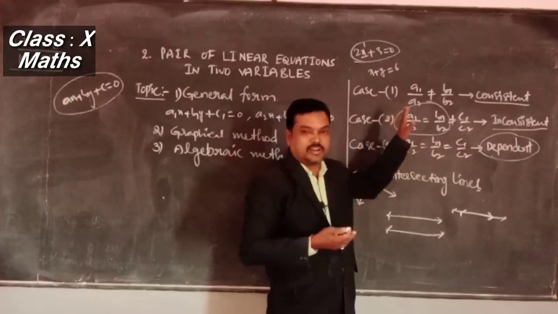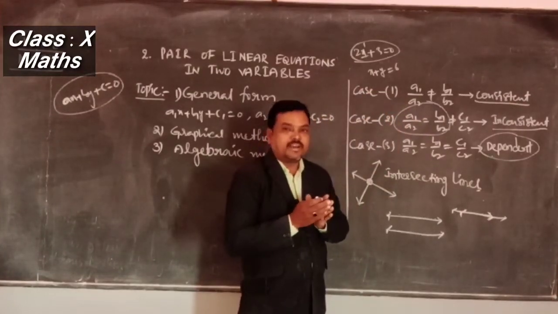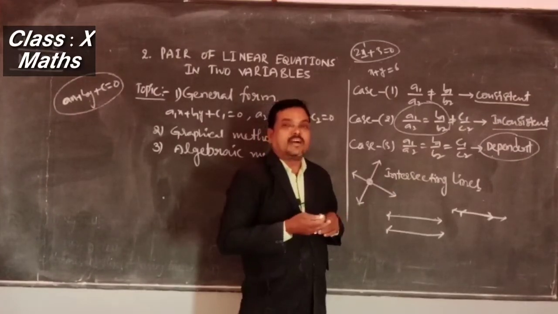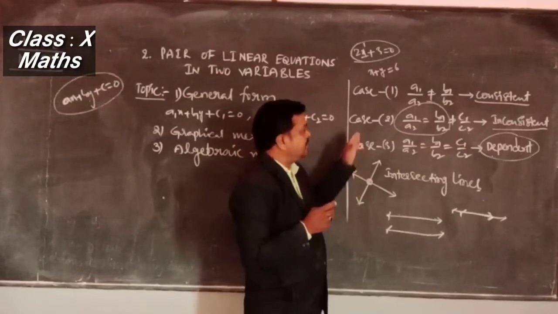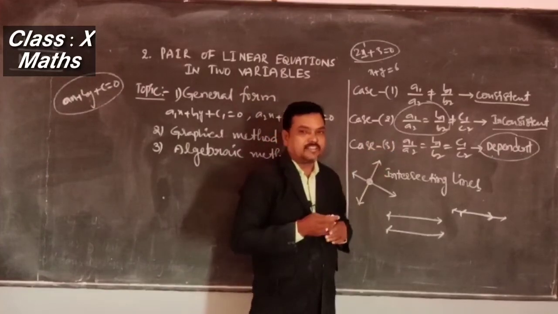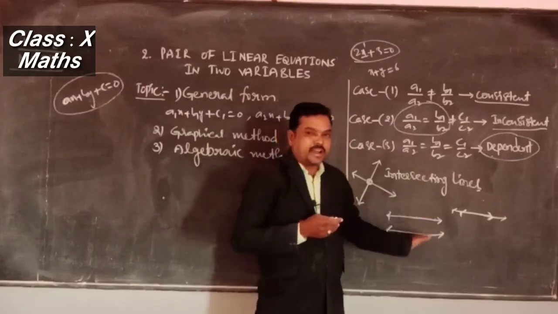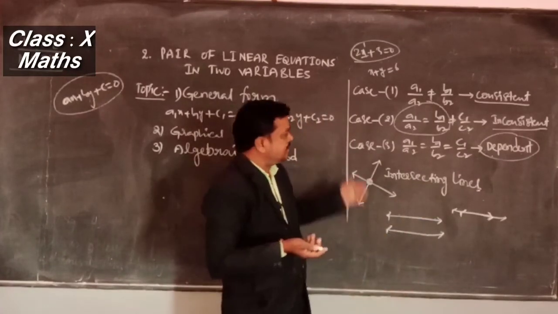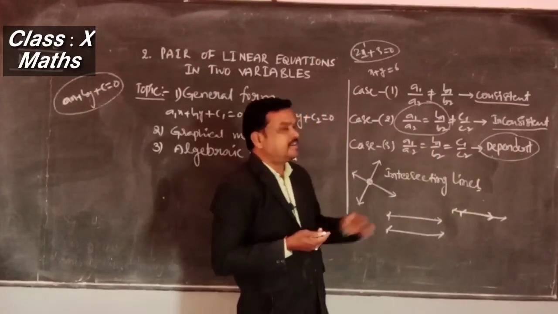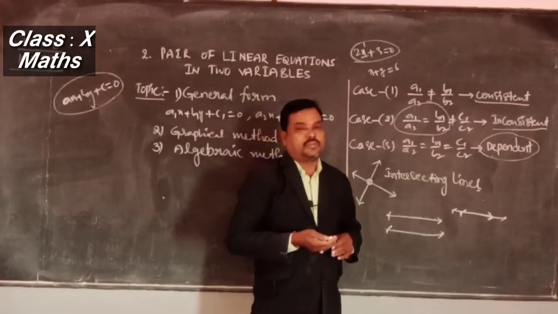This is a very important concept. When the ratios are not equal, the pair of linear equations is consistent, the lines are intersecting, and they have only a unique solution. In case number 2, two ratios are equal and the third ratio is not equal, the pair is inconsistent, the lines are parallel, and they have no solution. In the third case, all the ratios are equal, the pair is dependent, the lines are coincident, and they have many solutions.